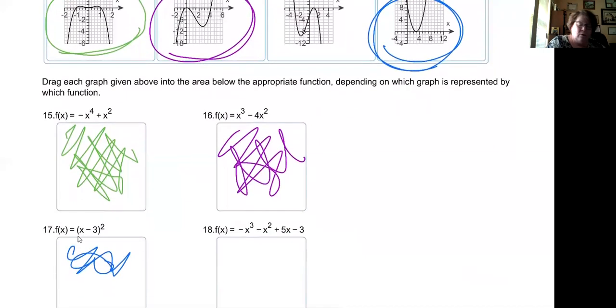All right, so number 18, that is a 3rd degree polynomial function whose leading coefficient is negative. If it's odd and its leading coefficient is negative, it must rise to the left and fall to the right, and you only have one left. So it has to be that third one, the one that we haven't used, and it does. It rises to the left and falls to the right, so it has to be that one.